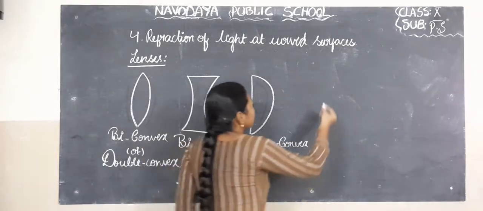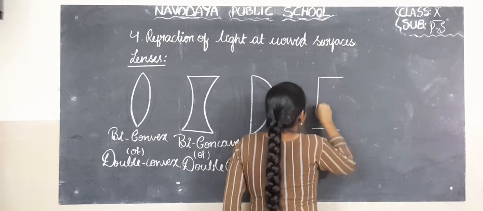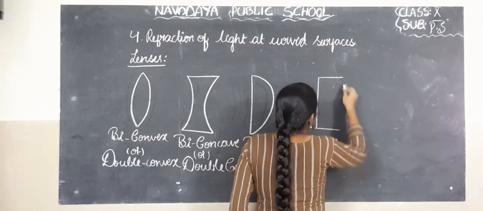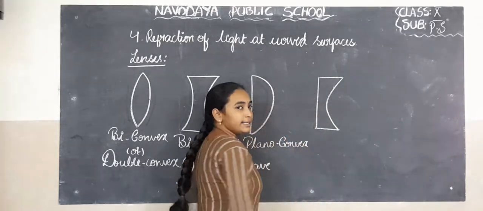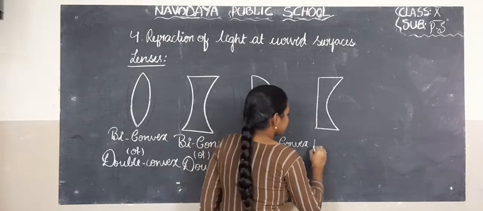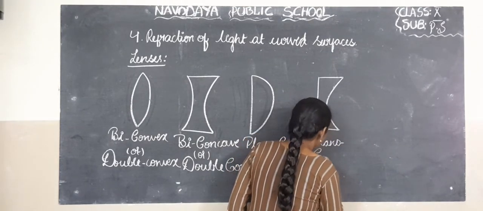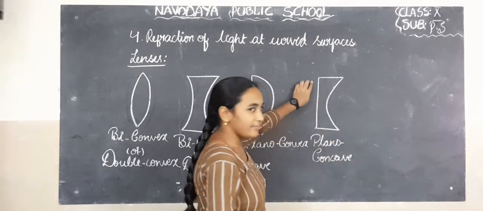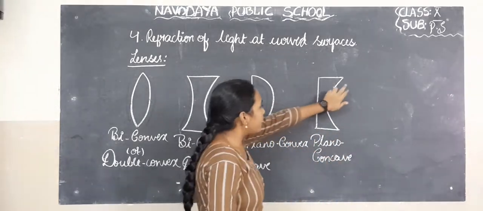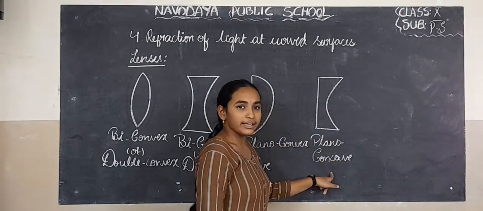Next, fourth one. It is the plano-concave lens. It is having one plane surface and a curved surface curved inward is known as plano-concave lens.